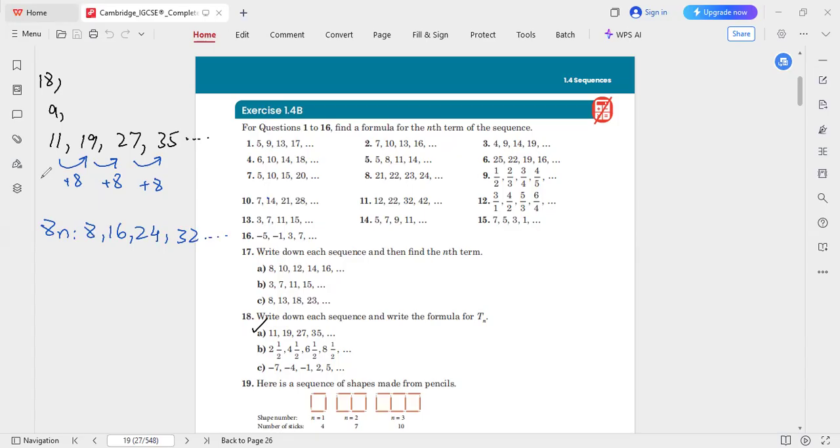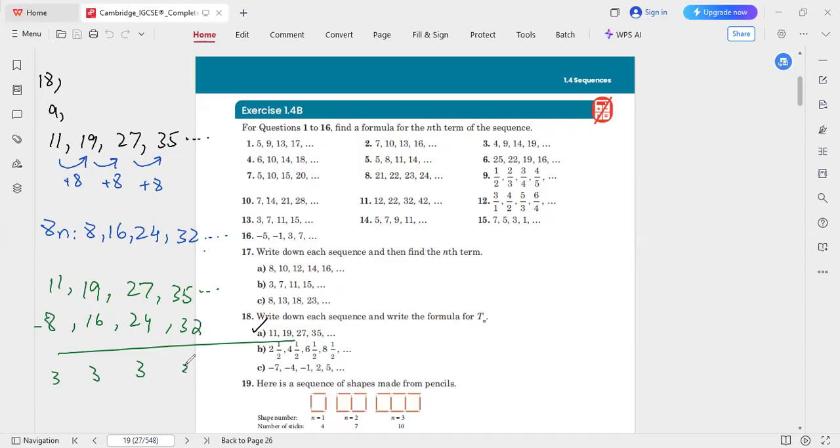After this, I'm going to write down the given sequence first: 11, 19, 27, 35, and so on. And under this, I'm going to write down the sequence that we just got: 8, 16, 24, 32, and I'm going to subtract these all. So 11 minus 8 is 3. 19 minus 16 is 3. 27 minus 24 is 3. 35 minus 32 is also 3. So your nth term for this is 8n plus 3. So this is your nth term for the A part of your 18.